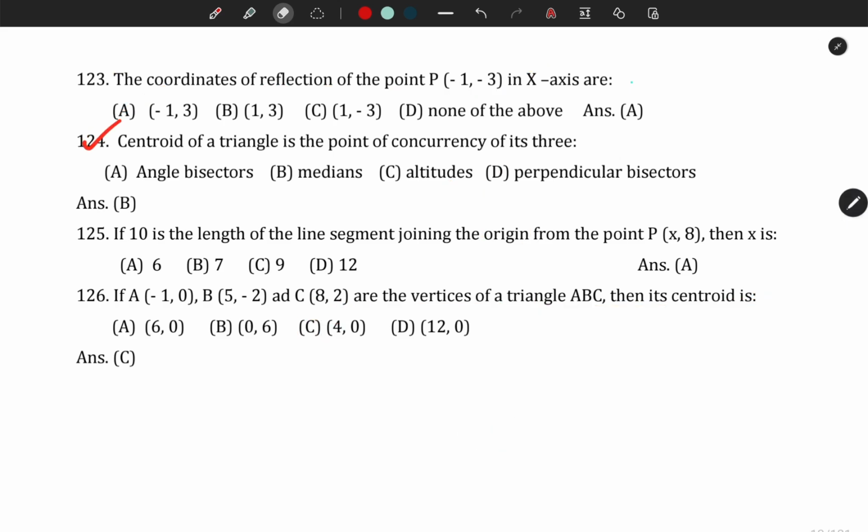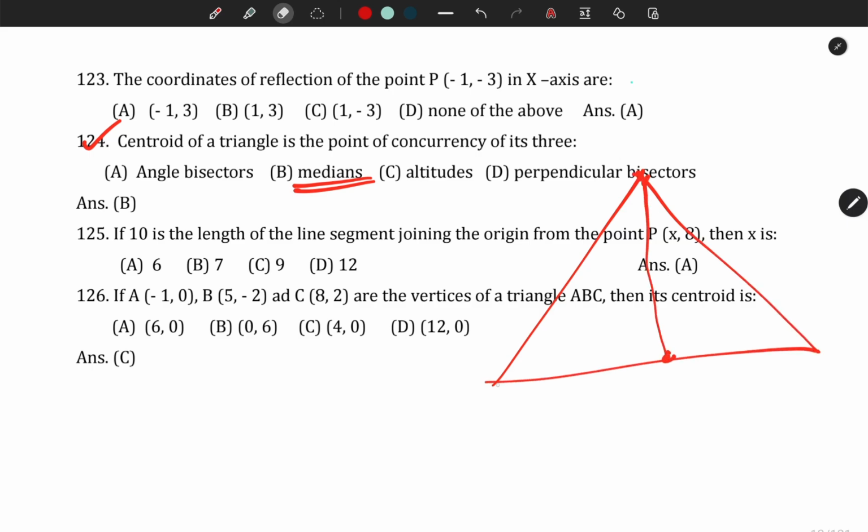Next question, centroid of triangle is the point of concurrency of the three medians. Point of concurrency means the point at where the three medians meet. So in a triangle, if you join the vertex to the midpoint of the opposite side, it's called a median. We have three medians. They will pass through one single point. That means they are concurrent, and this point of concurrency is called the centroid. So centroid is the point of concurrency of the medians.